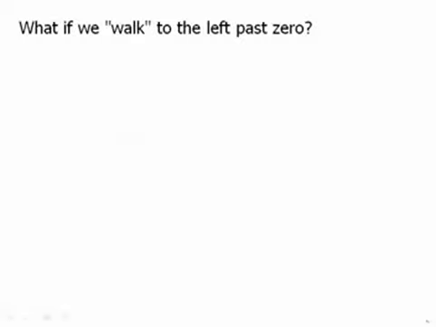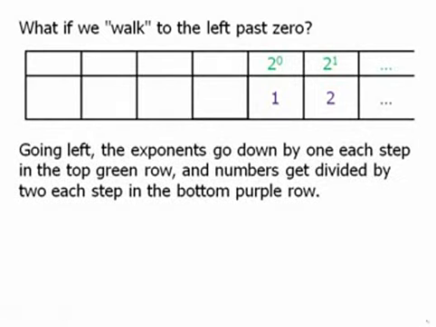What would happen if we walk to the left of 0? Here's our sidewalk again, but we just extended it to the left past 2 to the 0. Again, going to the left, the exponents go down by 1 each step in the top row, and the numbers get divided by 2 each step in the bottom row. So in the top row, that exponent would go down from 0 to -1, and we would divide 1 by 2, so we would get 1/2.